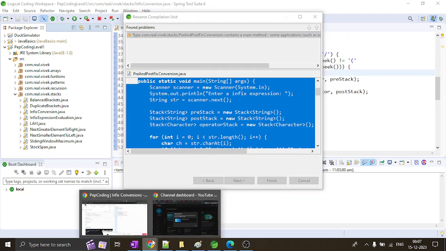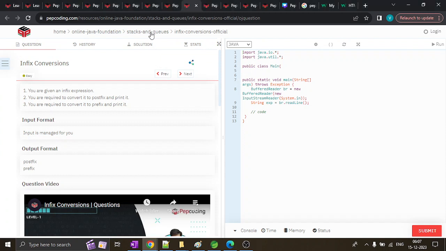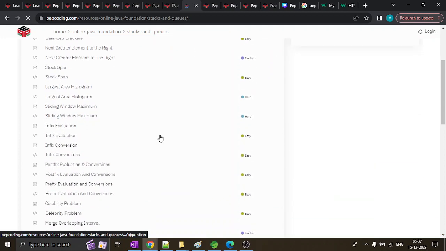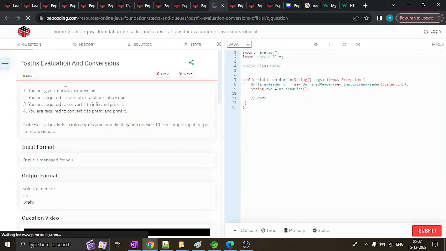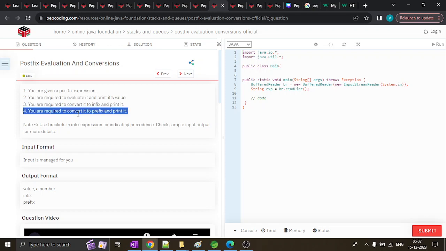Now let's try to solve the next question that we have in the stacks and queue module. We had done the infix evaluation, then the infix conversion. Let's try to solve this postfix evaluation and conversion. You are given a postfix expression. You are required to evaluate and print its value. You are required to convert it into infix and print. You are required to convert it into prefix and print.